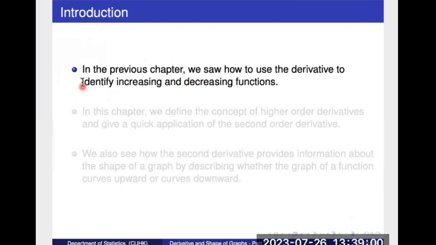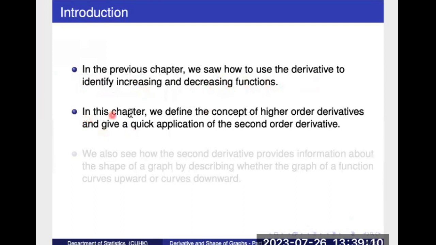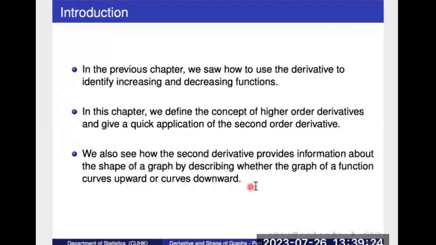To kick things off, let's recap what we learned about derivatives in Part 1. Previously, we saw how the first derivative can tell us where a function is increasing or decreasing. In this chapter, we'll expand on that foundation by introducing the concept of higher-order derivatives. We will also see how the second derivative provides information about the shape of a graph by describing whether the graph of a function curves upward or curves downward.